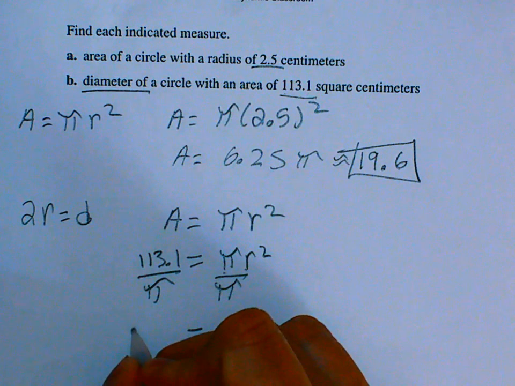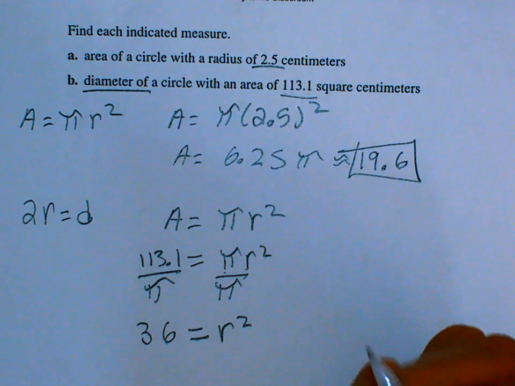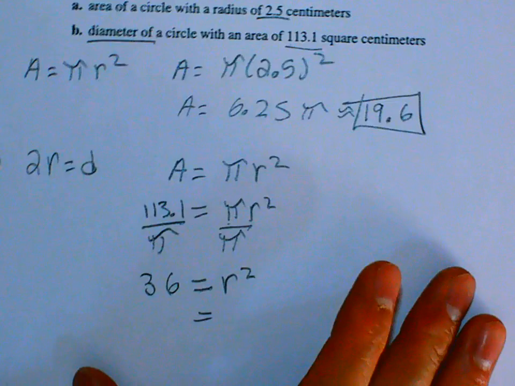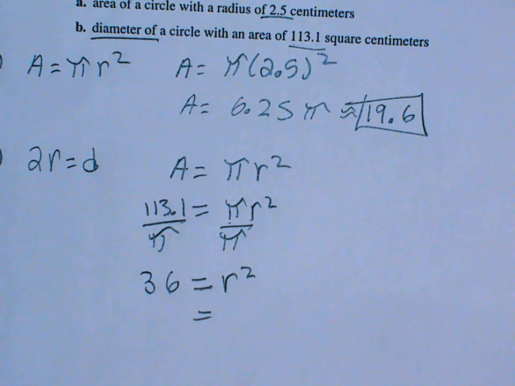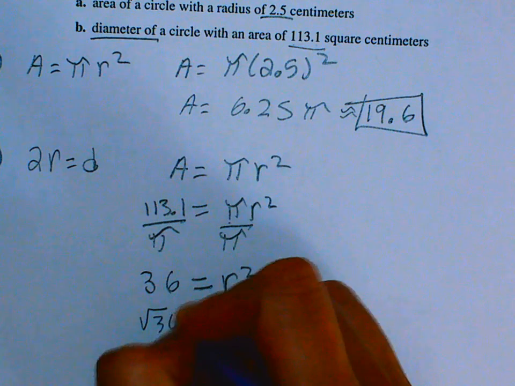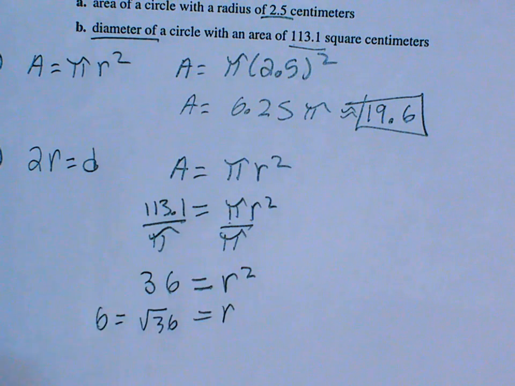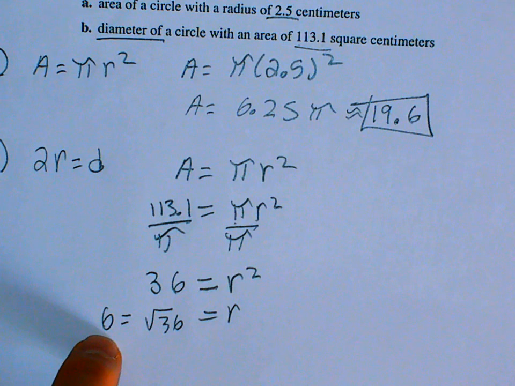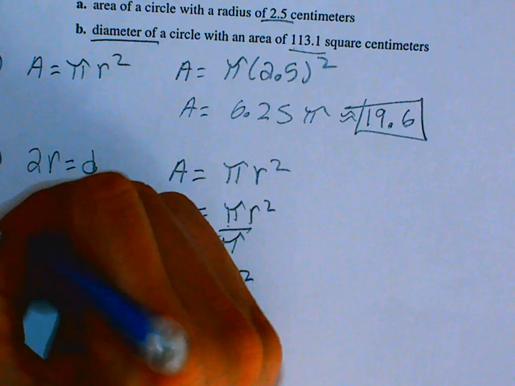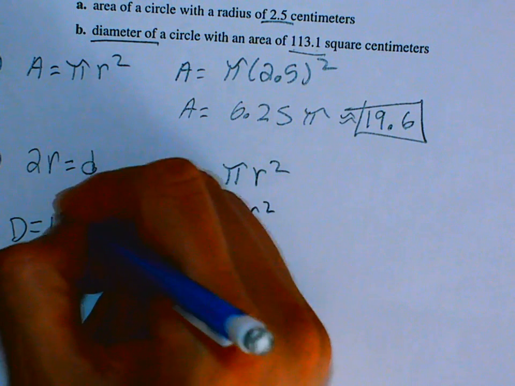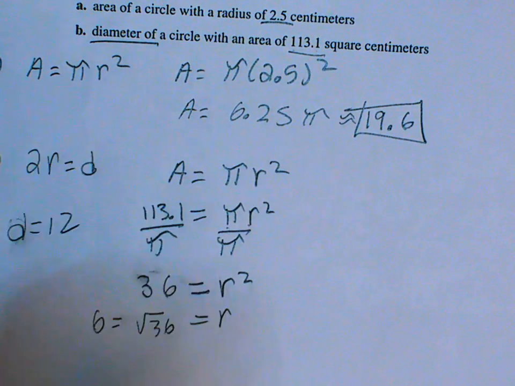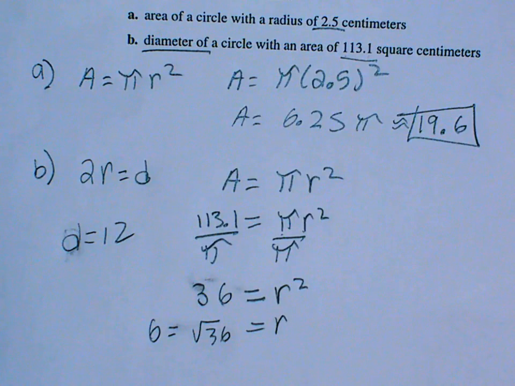Okay, so I get approximately 36. Now, when I want to solve for r, I have to do the square root of r squared and the square root of 36. So I know the square root of 36 is already going to be 6. So since the radius is 6, that means that the diameter is twice of that. Well, I made a mistake. Can I use capital letter? So diameter is equal to 12.